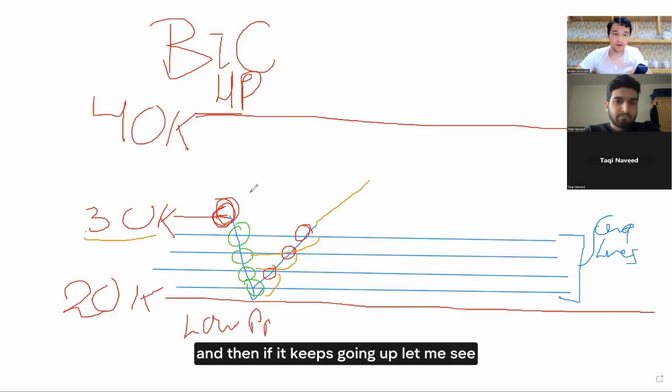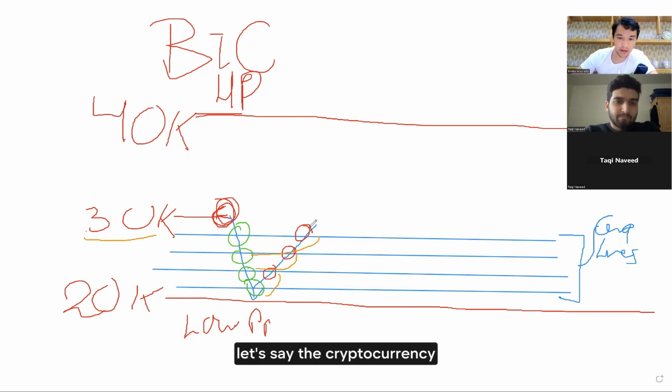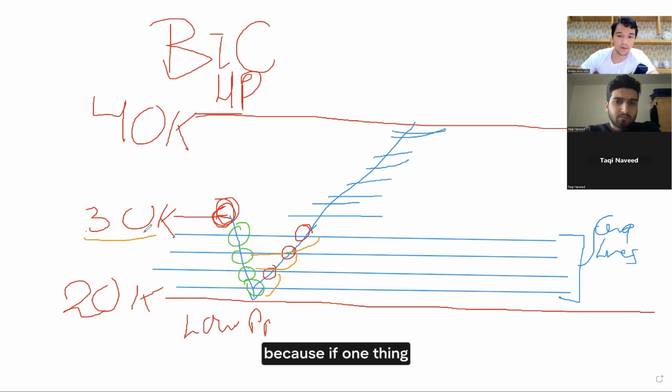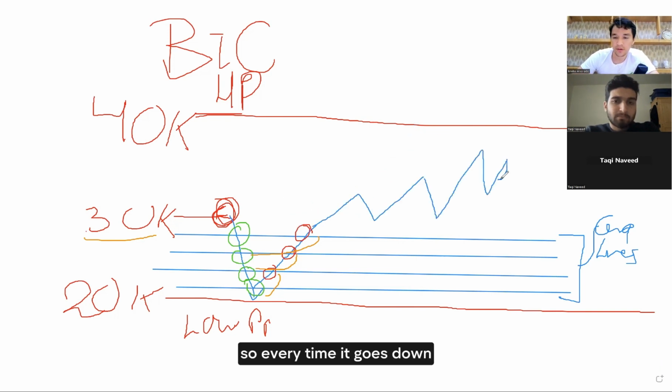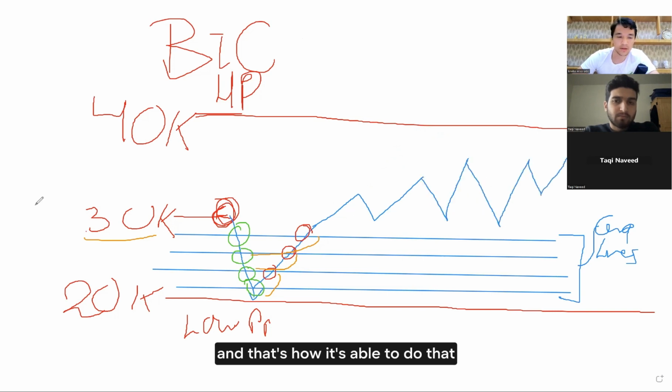And then if it keeps going up, let's say the cryptocurrency keeps going up, then it's going to keep triggering buy and sell orders, right? Because one thing that crypto is most recognized for is volatility, meaning there will be a lot of movement. Every time it goes down, it's going to trigger a buy order. Every time it goes up, it's going to trigger a sell order. And that's how it's able to do that. Is that making sense so far?